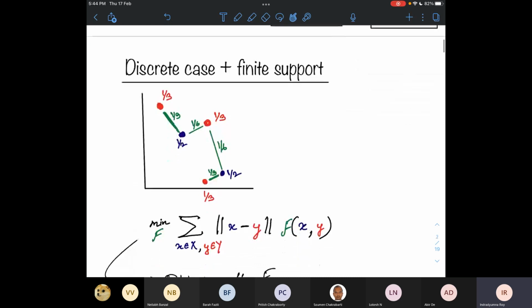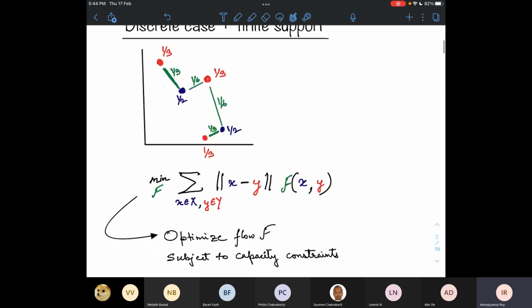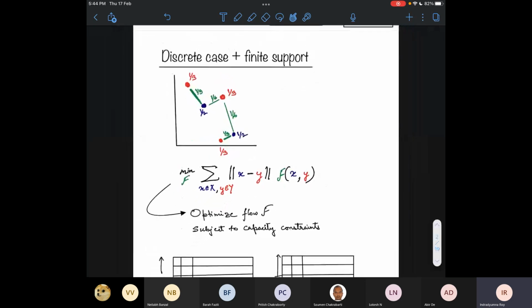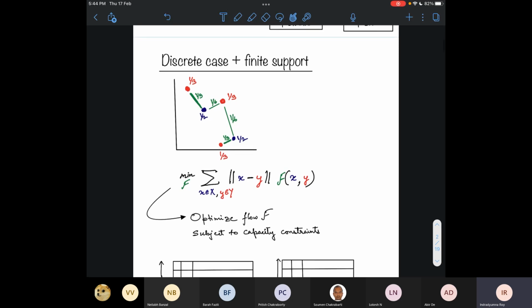So in this case, I have drawn a simple diagram which shows how this looks for the discrete case and finite support setup. So we have only 3 points in our red set, and only 2 points in our blue set. The blue items have 1/2 mass each, and the red items have 1/3 mass each. So as you can see, the total mass in the two sets balance out. And the distances between the two points are given by this x minus y norm distance. And the green lines indicate the transport plan, or the flow, the min cost flow between the points.